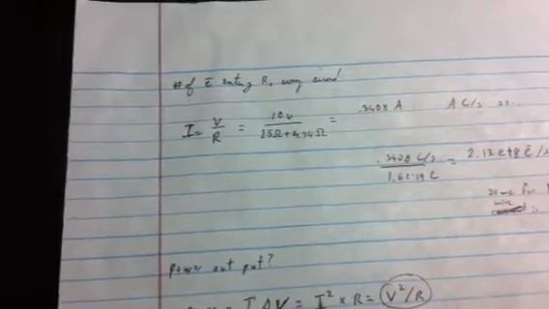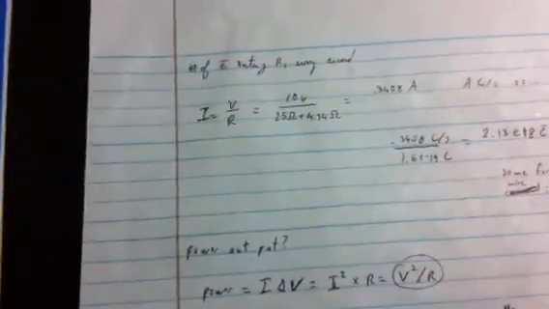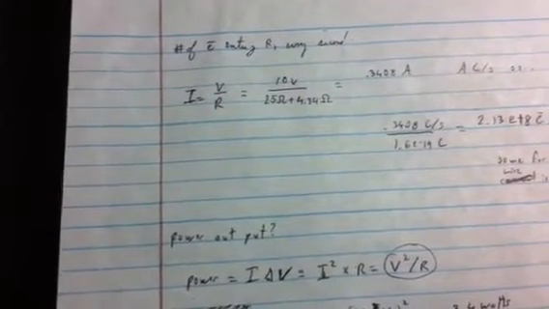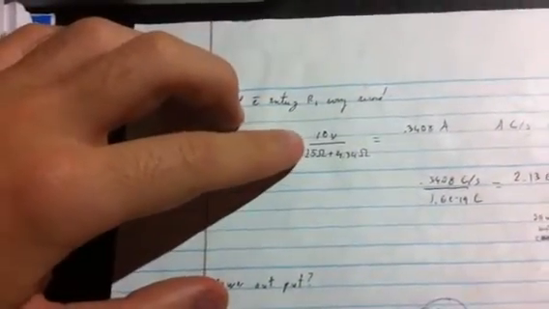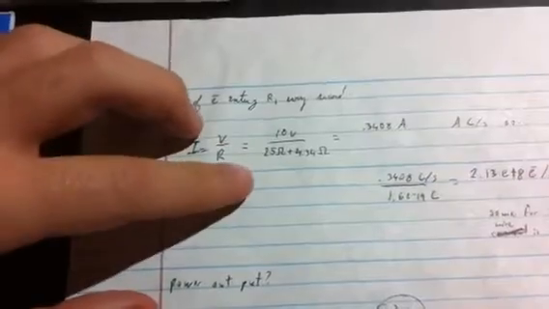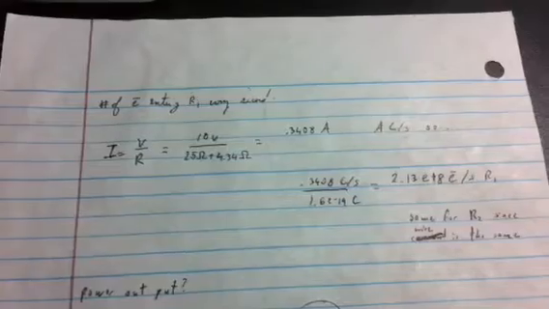Next they're going to ask us to refer to circuit 3, and they're asking us the number of electrons entering R1 every second. So we know our formula, I equals V divided by R. Because it includes both of them, we're going to divide our voltage by the total resistance. If we do that, we get 0.340 amperes.